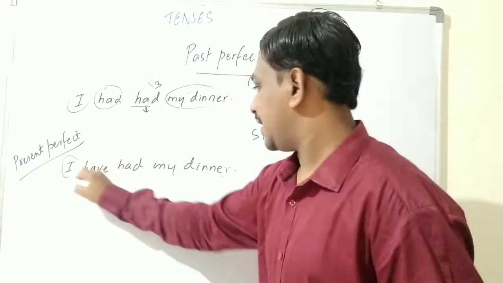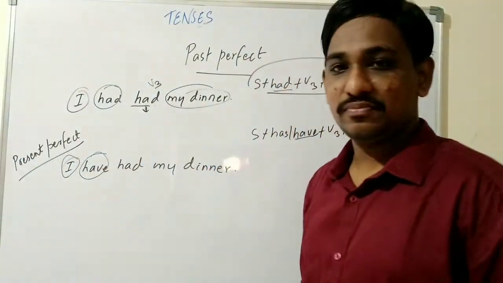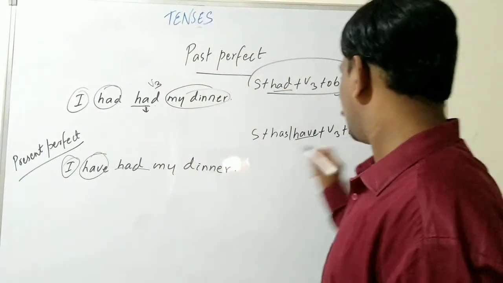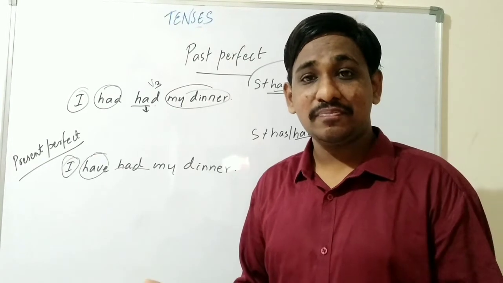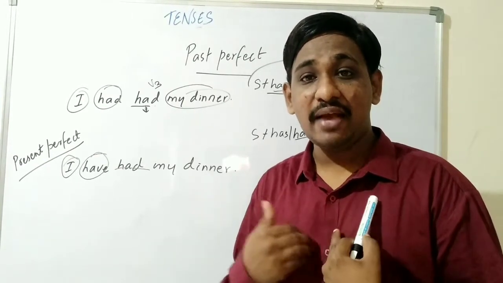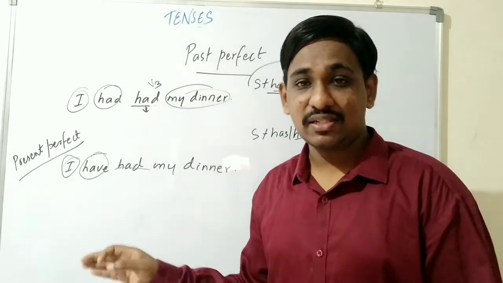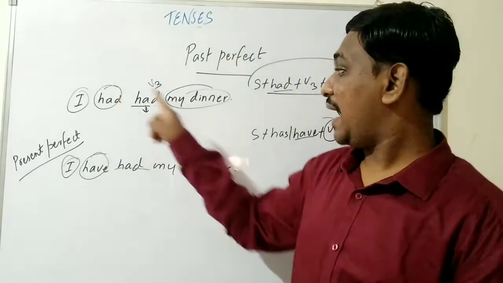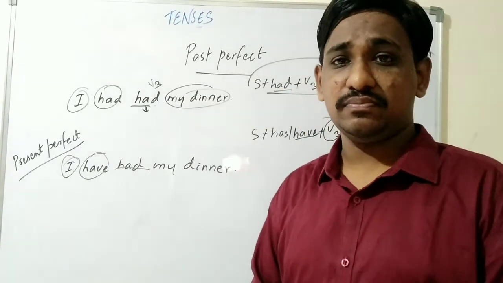So let us see. I, subject, have, when I comes you use have. Same like that, had also you use as V3. I have completed my dinner. I have finished my dinner. I have had my dinner. So this is also a grammatically correct sentence. So I had my dinner is correct. I have had my dinner also is correct.